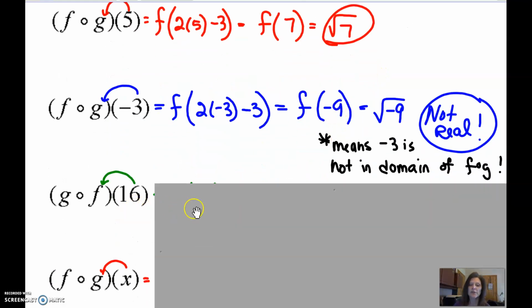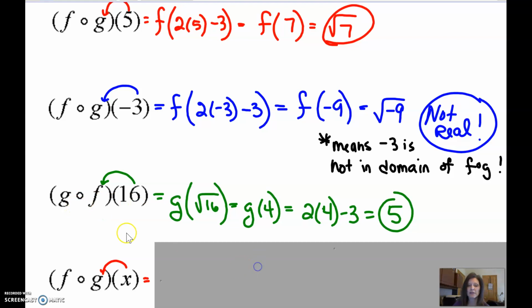Then I have g of f of 16. So this time it's reversed. It's g of f of 16. So I want to find g of the f of 16, whatever that answer is. So f is the square root function. We'll figure out square root of 16 is 4. Then we take that 4 and plug it into g's formula.